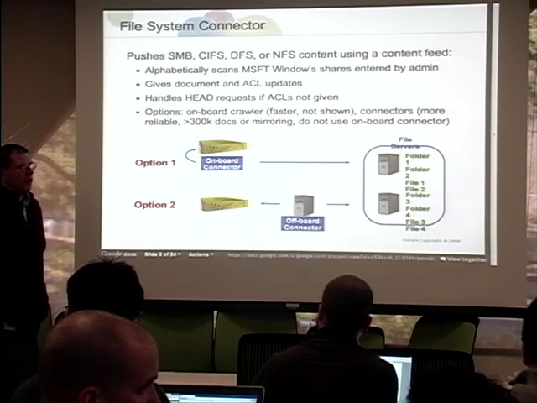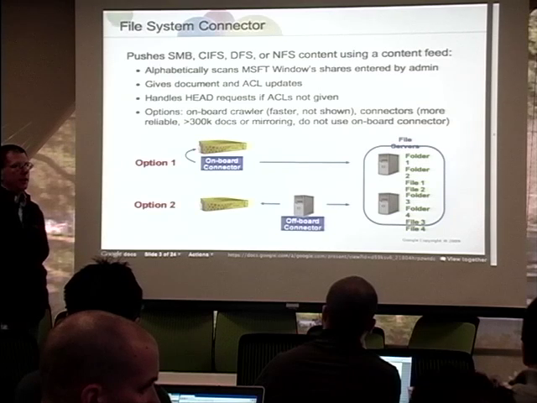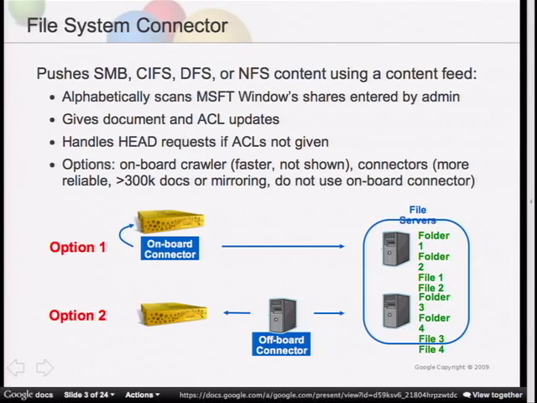It'll also inject the ACLs, the access control lists, so that each user and group that has permission to the documents can be included in the search appliance, and there's no back-end head requests coming back here. So that's really good. You're not going to see a drop in performance. You won't see search results dropped. It handles head requests if ACLs are not given.